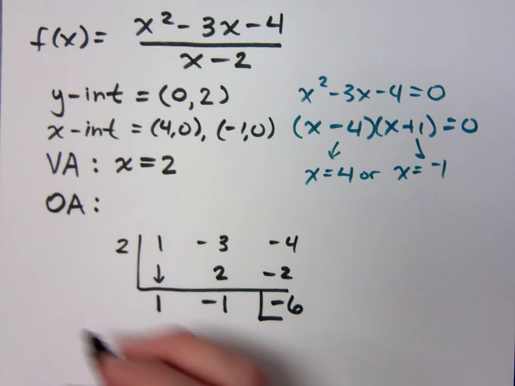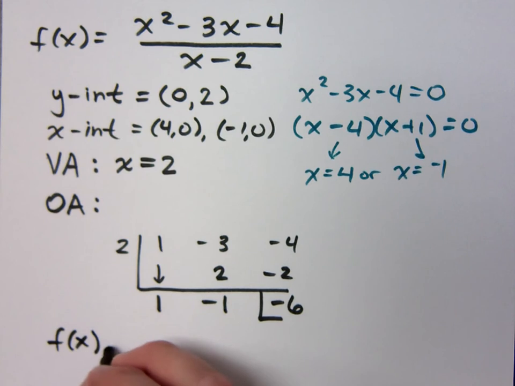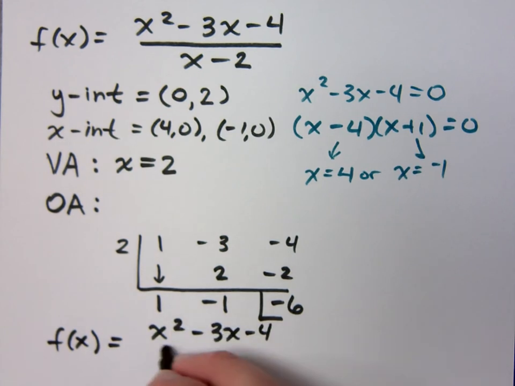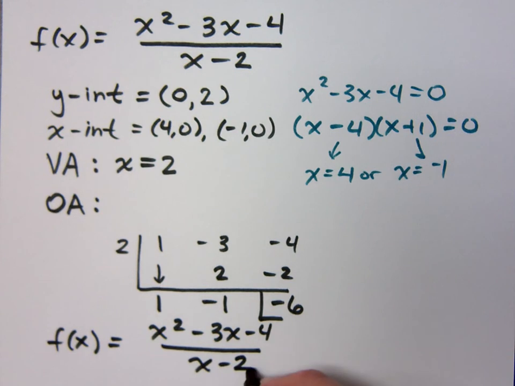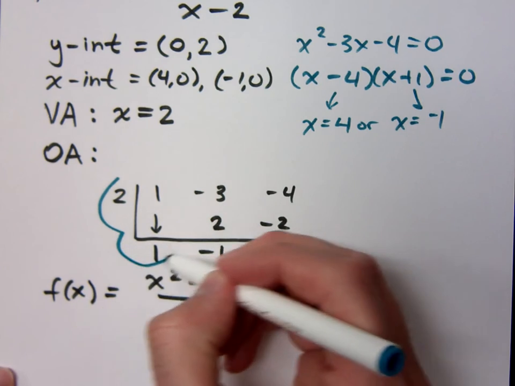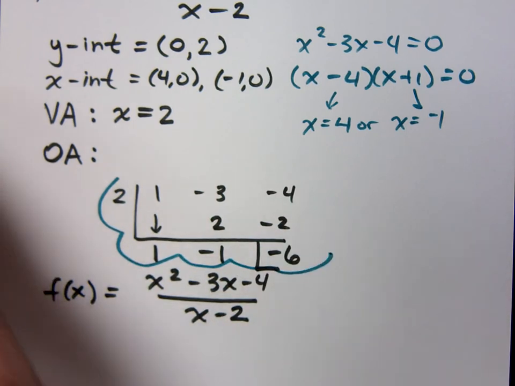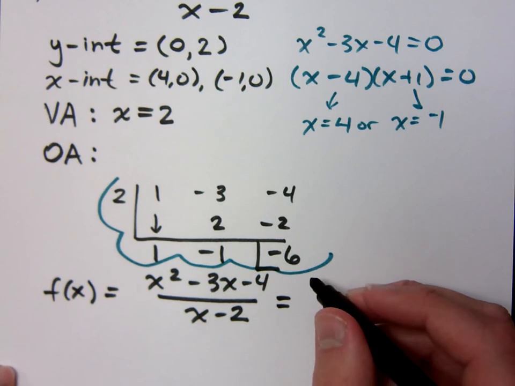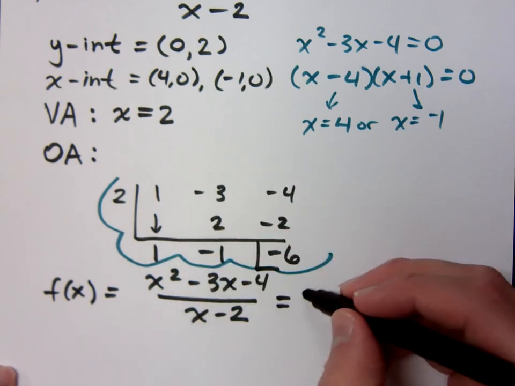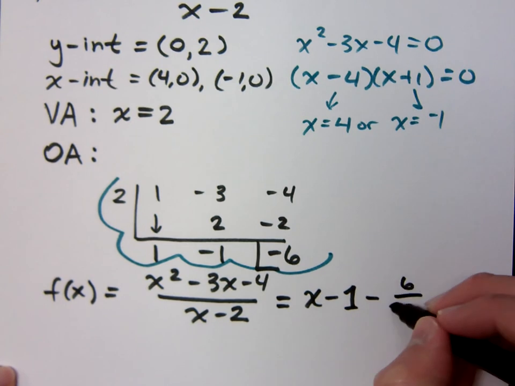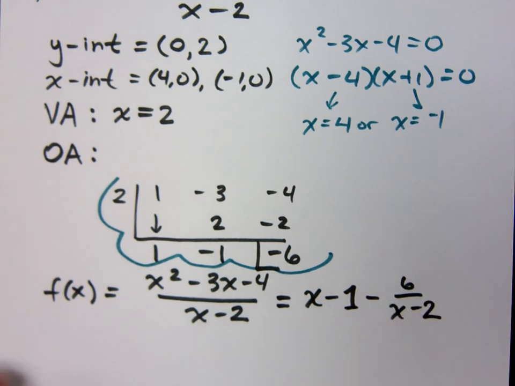What that means to me is that my original function, which is x squared minus 3x minus 4 over x minus 2, is equivalent to what? How do you translate this into an answer? x minus 1 minus 6 over x minus 2. That's what my original function really is, if I were to do the division.